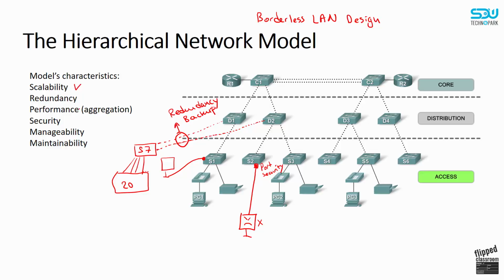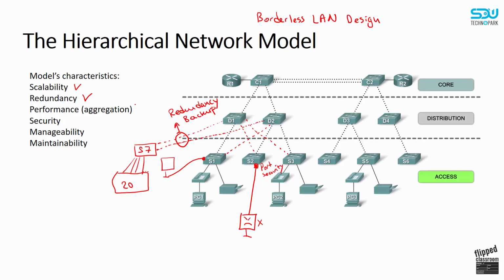First characteristic is scalability. It can be scaled very well. Second characteristic is redundancy. So you can provide some redundant components like switch S2 can be connected also to D1, and switch S3 can be connected to D1, and S1 can be connected to D2. So that in case if one of the links will fail, another link will start to work.